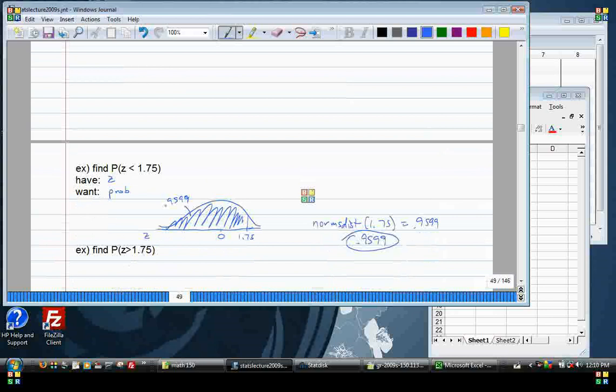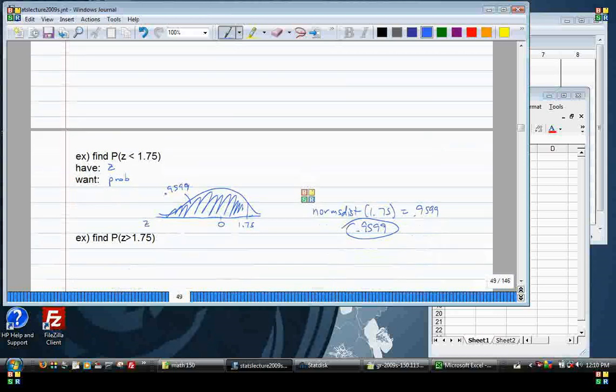What do we do? Exactly. Just to get us in good habits, I'm going to quickly fill a picture in. Of course, it looks almost the same. There's just one difference. Exactly. Shade to the right. So if we're doing this from scratch, we would get 0.9599, but that's not what we're looking for. 1 minus 0.9599, and that's 0.0401.